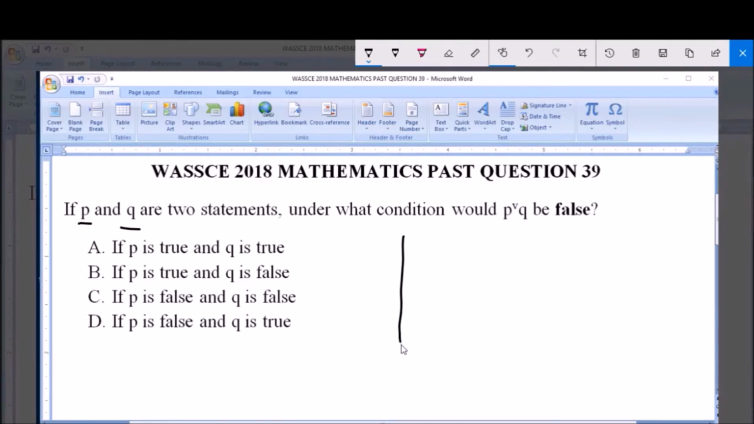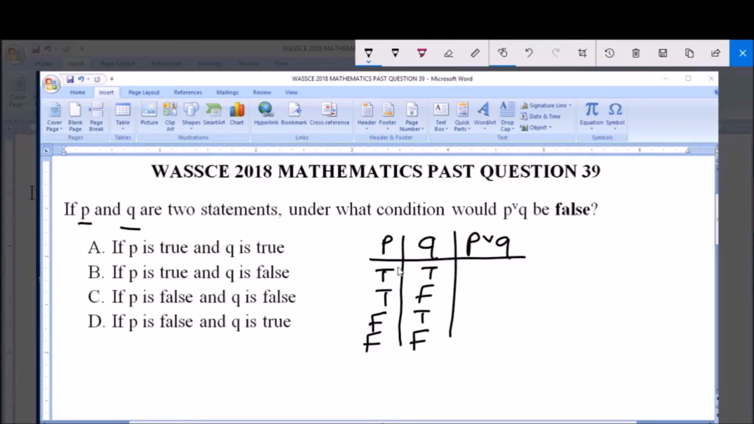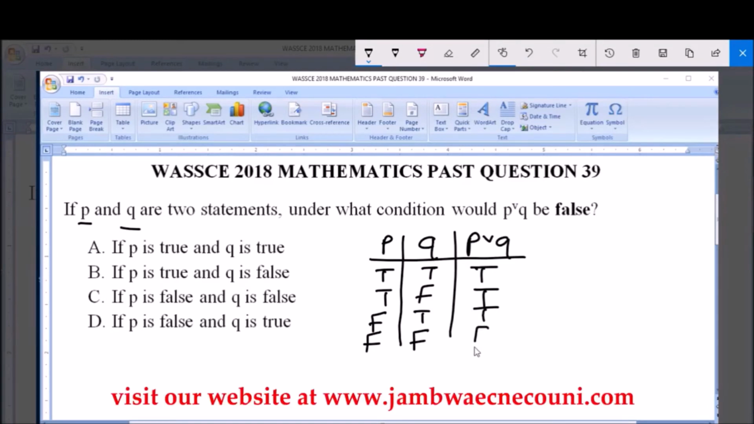Now let's represent this using logical reasoning. We have P and Q, then we have P or Q. Now let's assume for P we have true, true, false, false. Q we have true, false, true, false. Now for P or Q, when P is true and Q is true, it will be true. When P is true and Q is false, it will still be true. When P is false and Q is true, it will still be true. But when P is false and Q is false, it will be false.